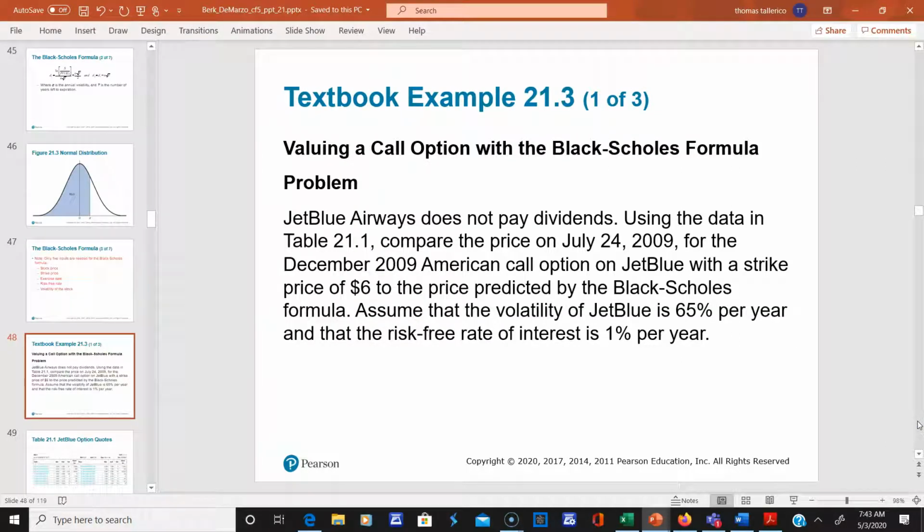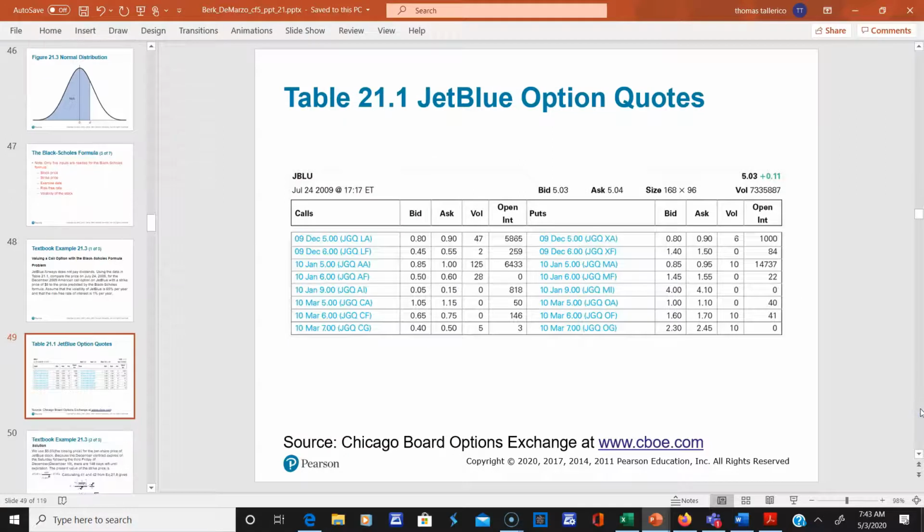And here is an example from your book on calculating an option with Black-Scholes, and they happen to use JetBlue Airways, which is the airline that my son is a pilot for. And they go through it, and it's intuitive to go through because it's real simple. But if you want to go through it, here are the JetBlue option quotes.